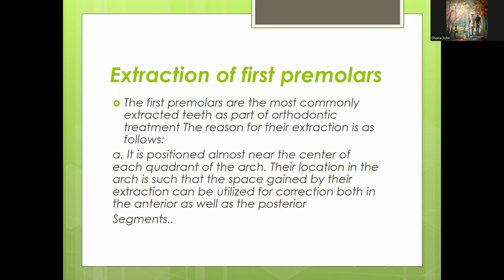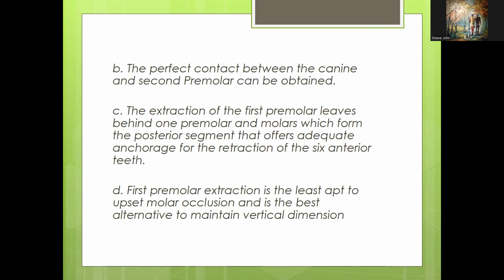Extraction of first premolars. The first premolars are the most commonly extracted teeth as a part of orthodontic treatment. The reasons for their extraction are as follows. They are positioned almost near the center of each quadrant of the arch. Their location in the arch is such that the space gained by their extraction can be utilized for correction both in the anterior as well as the posterior segment. A perfect contact between the canine and second premolar can be obtained.